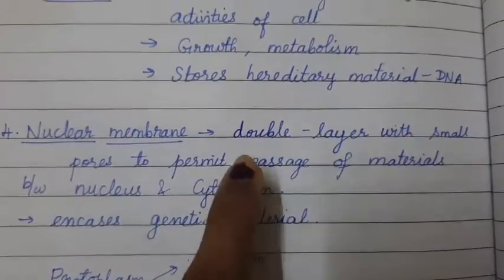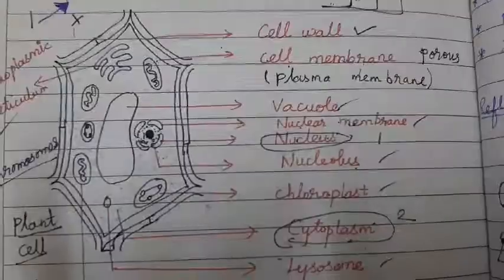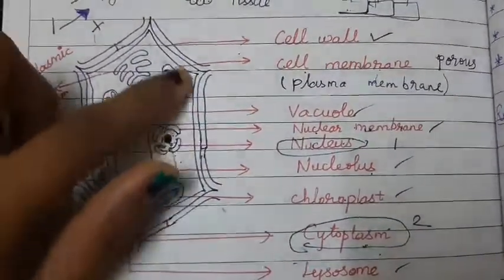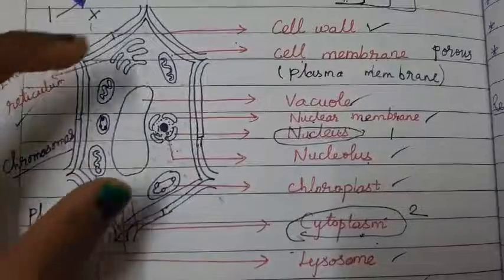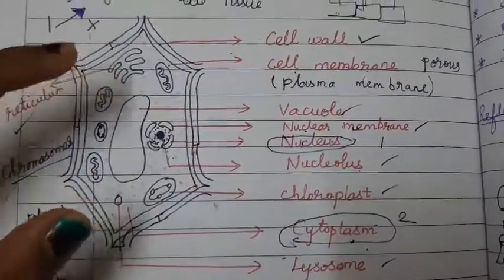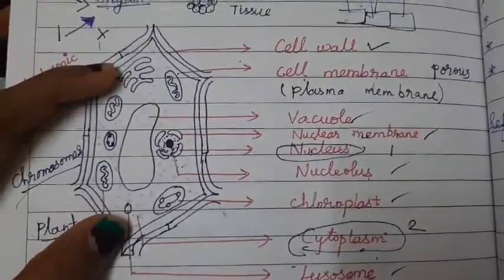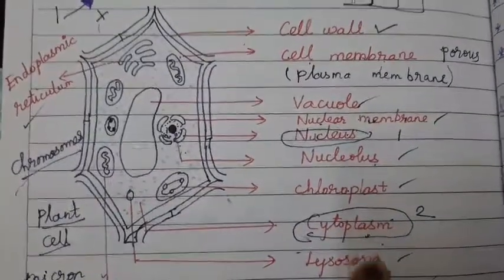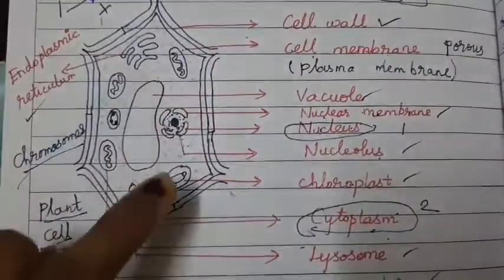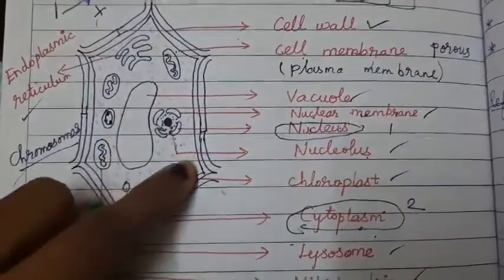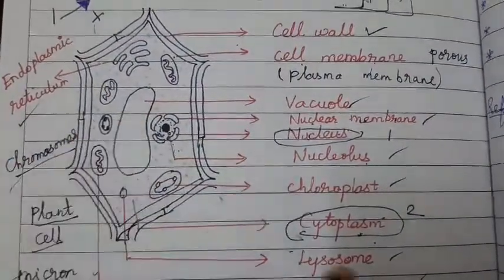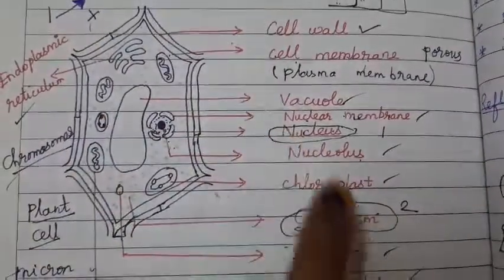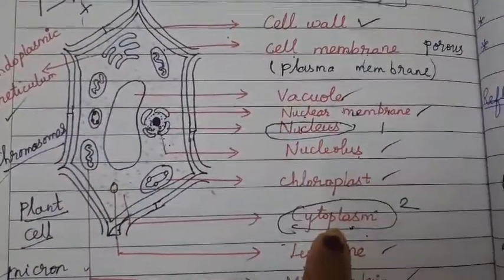Now, what is cytoplasm? Except the nucleus, the remaining organelles present inside the cell are together called cytoplasm. So the nucleus is one part and all the remaining parts are combined together as cytoplasm. So a cell has two important parts, nucleus and cytoplasm.